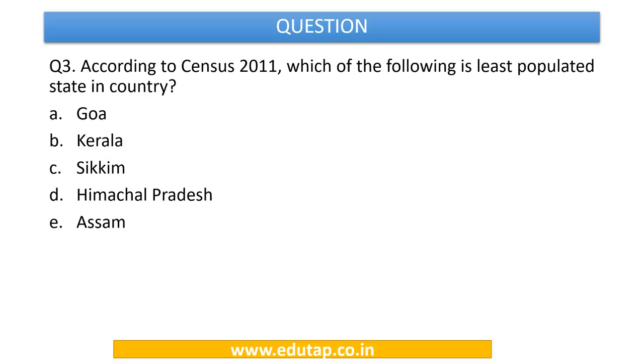According to Census 2011, which of the following is the least populated state in the country? Census 2011 presents a lot of information with regard to the population, and we have manipulated this information to frame many of the questions. This question is asking about the least populated state in the country. Options are Goa, Kerala, Sikkim, Himachal Pradesh, and Assam. These are many of the smaller states in the country, and if we just try to guess, we may be confused between all these states because all have a very low area, and all of them may have the least population.